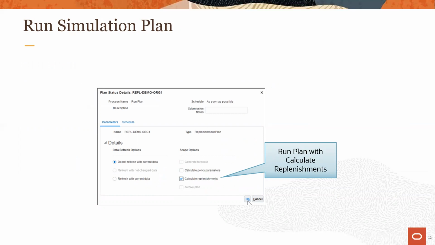After making the policy changes, run the plan with the do not refresh with current data option and with calculate replenishments, because you don't need to recompute policy parameters; you are making the changes in the policy values itself by overriding the policy values.